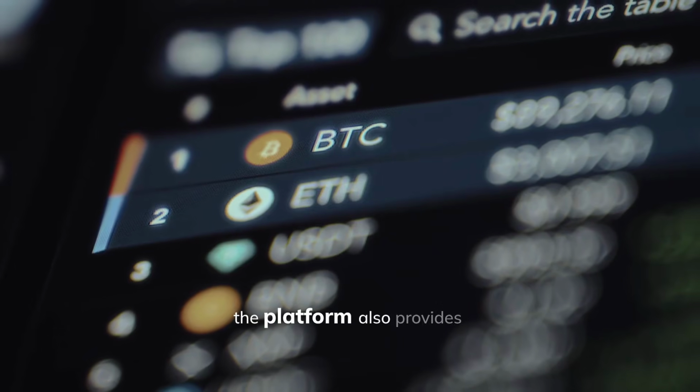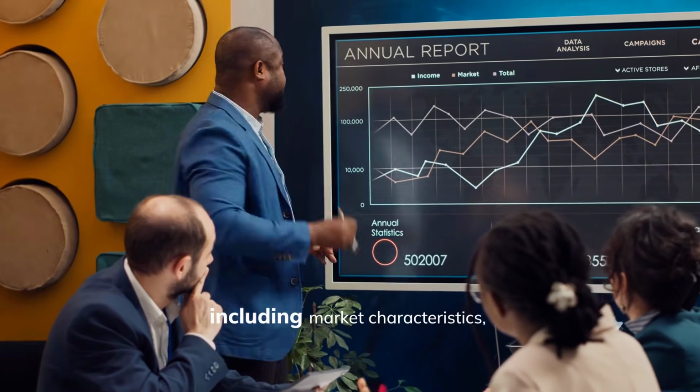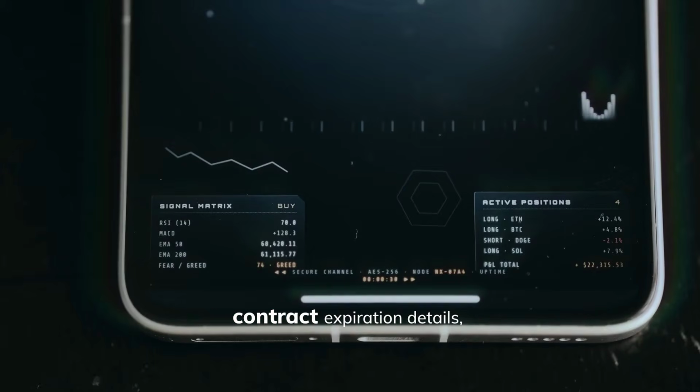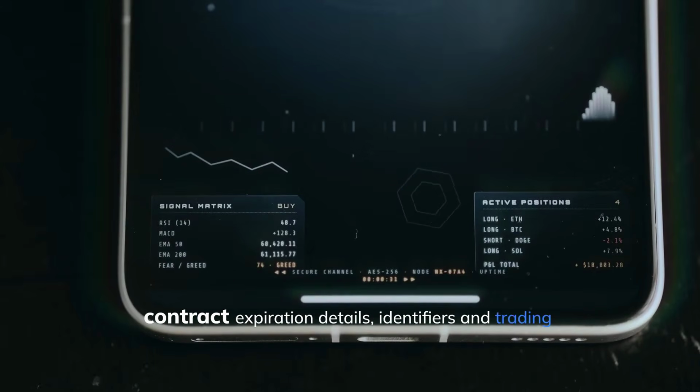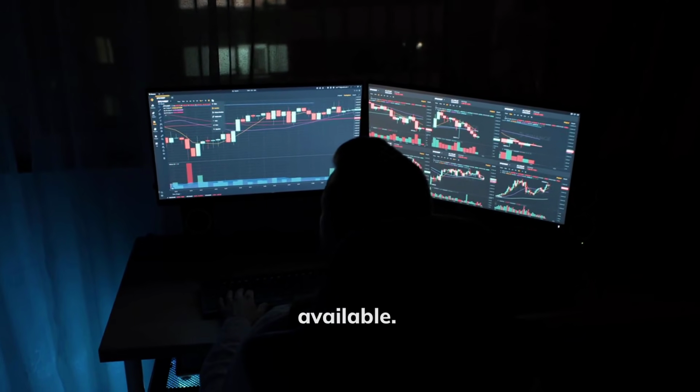The platform also provides asset-specific information including market characteristics, contract expiration details, identifiers, and trading schedules. These details are intended to help users understand when and how different assets are available.